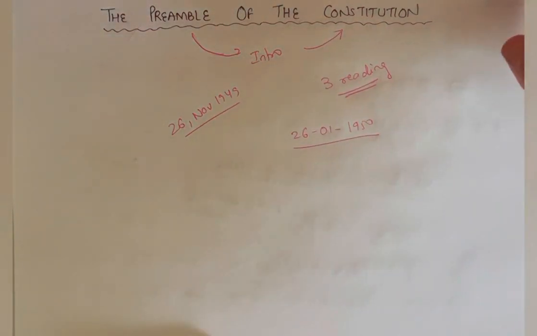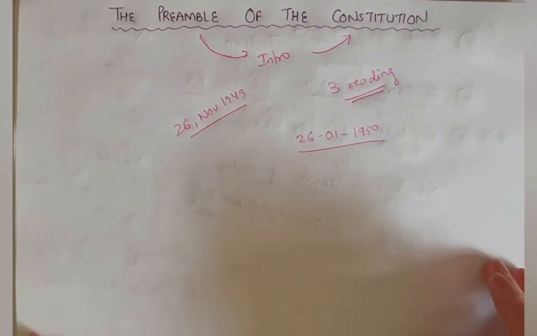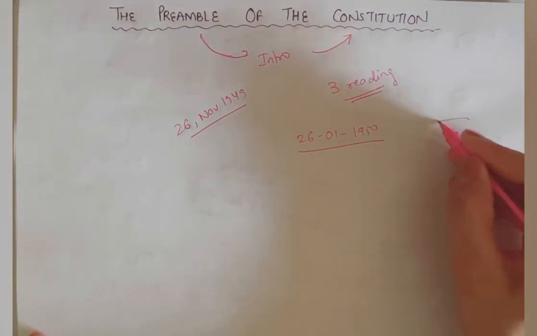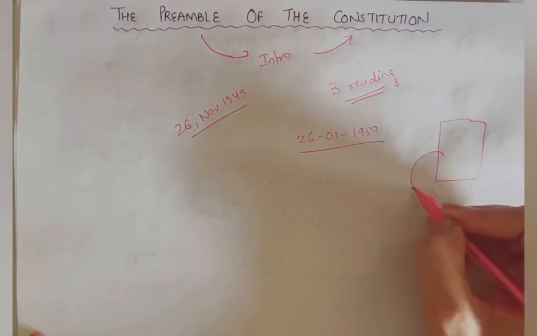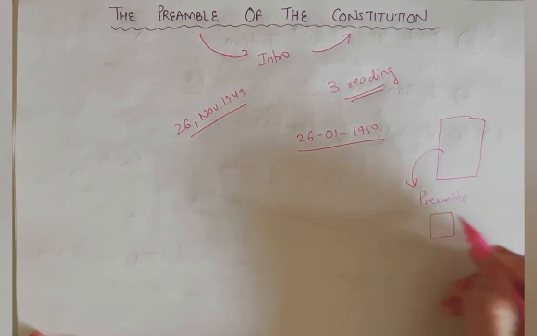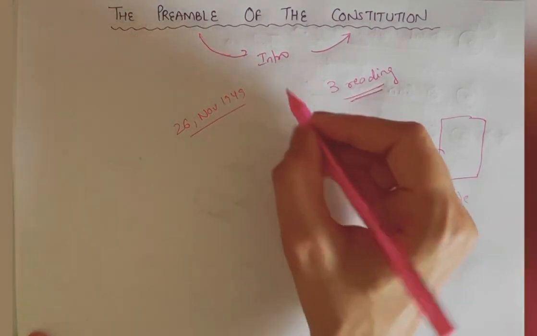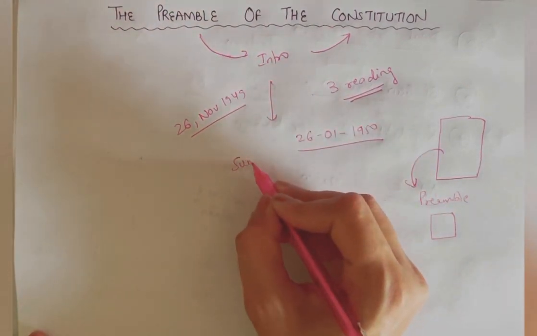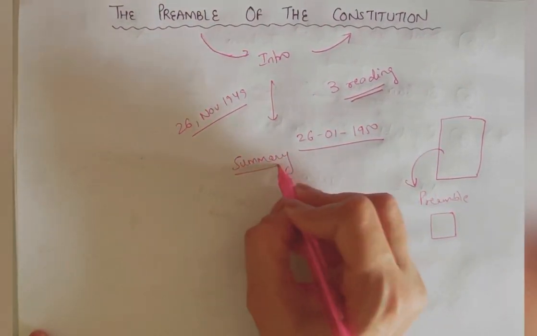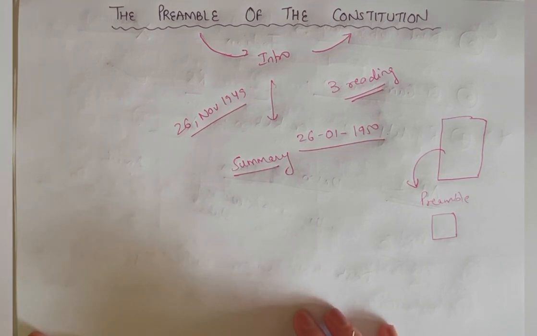Okay, so basically preamble was finalized after the rest of the constitution was finalized. मतलब हमारा constitution पूरा ready हो चुका था and after that preamble बना. ठीक है, तो preamble contains the summary of the constitution. जैसे मैंने intro बताया है, it is also a summary. Okay, summary of the constitution in real sense. Preamble is the essence of the constitution.